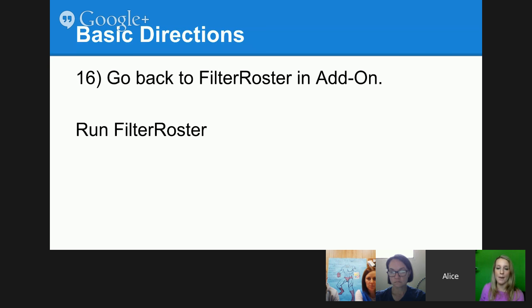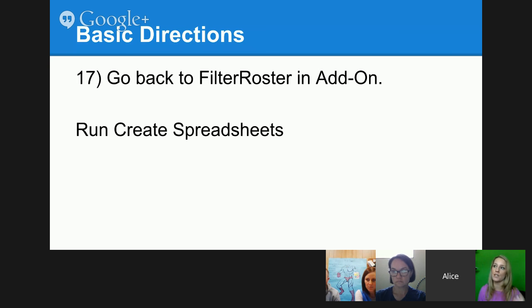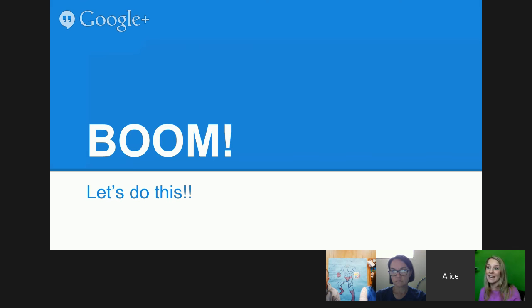And so that creates a tab per student. Once it creates the tab per student and filters all the data, then you go back and do the third step to create the spreadsheet. So you go back to the add-on menu to do that. So that's it. Let's get started.